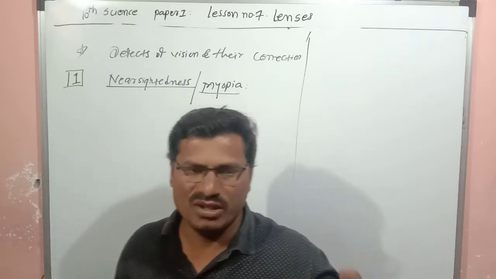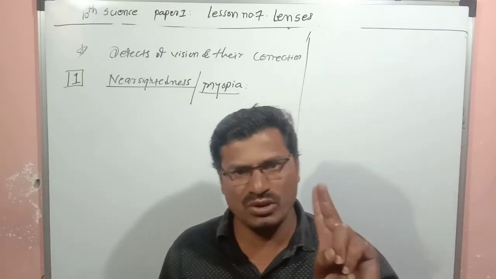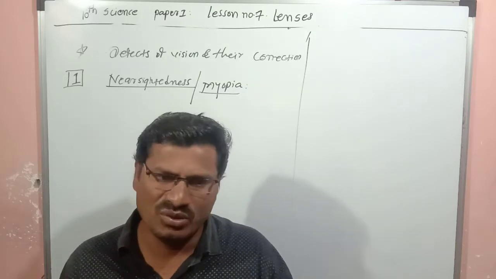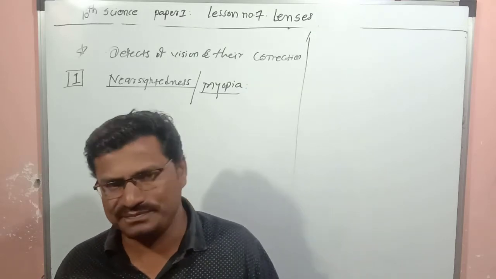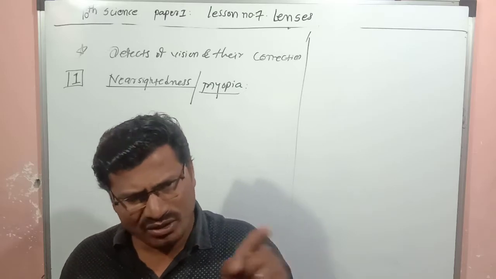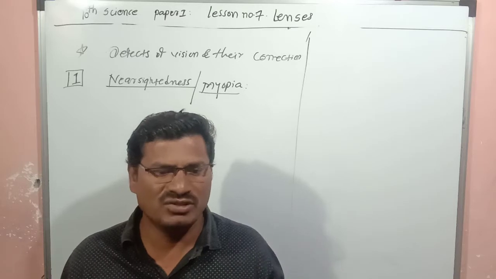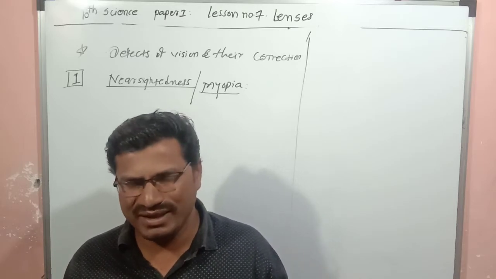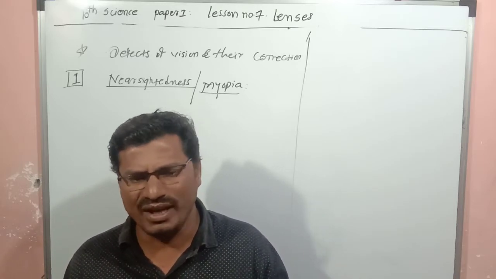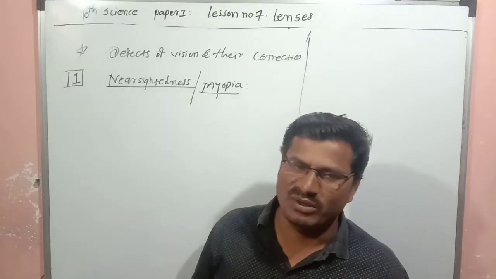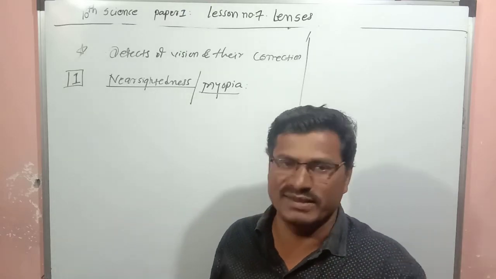And what are the reasons for that? Two reasons are there. First reason is the curvature of the cornea and lens increases, and the muscles of the eyes cannot relax, so the converging power of the lens increases.